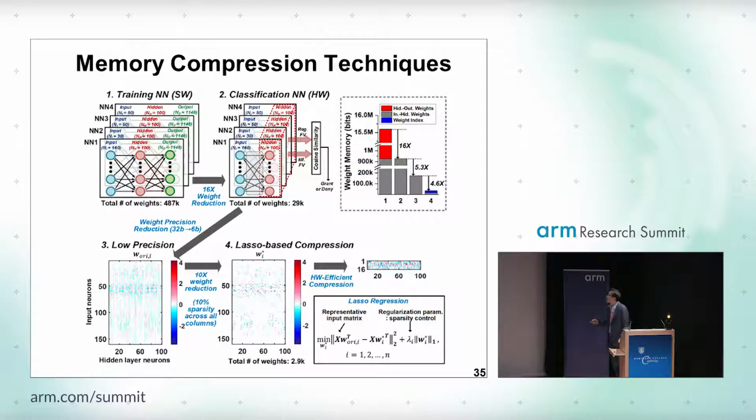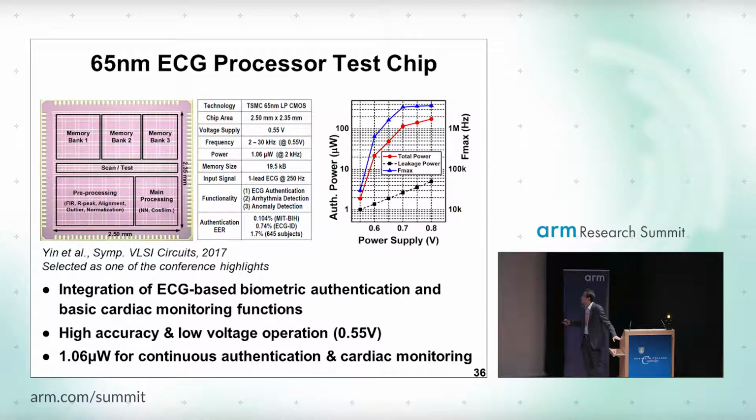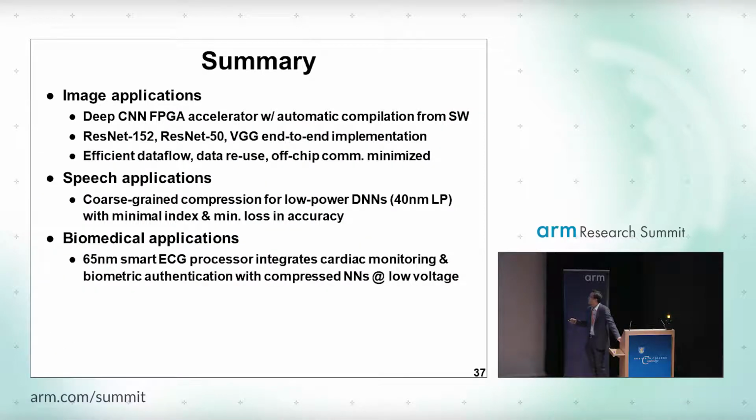So we designed this in a 65 nanometer test chip that does both ECG authentication and cardiac monitoring in real time. At 0.55 volts, continuous authentication in real time consumes only 1.06 microwatt. And this yields high accuracy and low voltage operation.